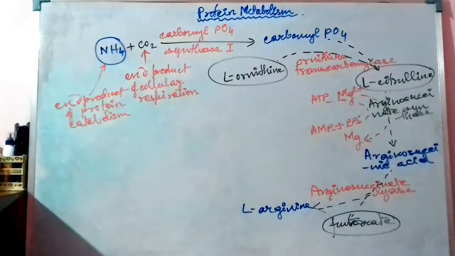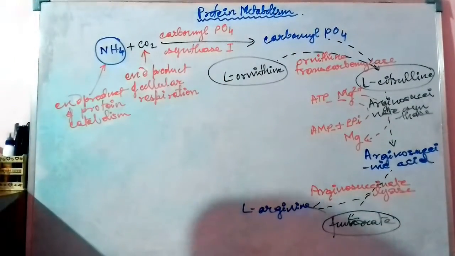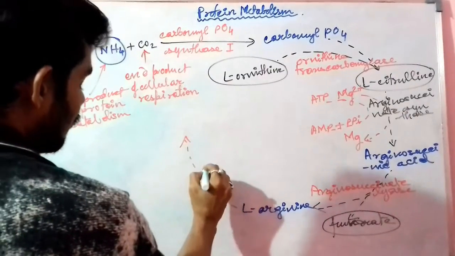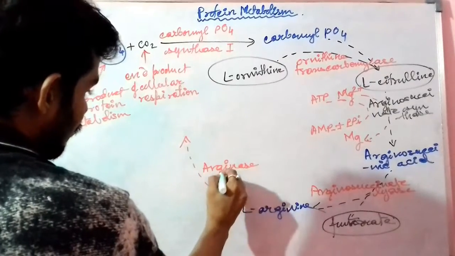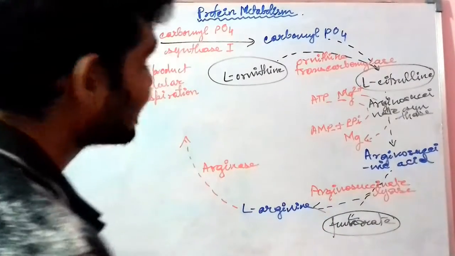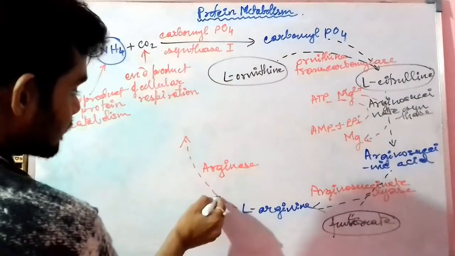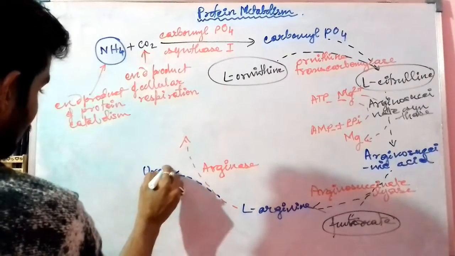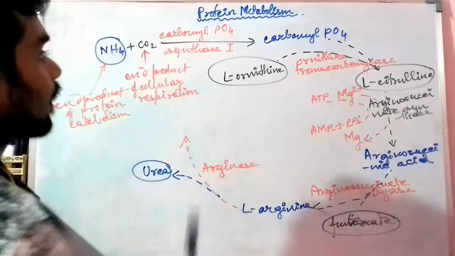Now this L-arginine, in the presence of another enzyme called arginase, gets broken down into two different products. One product is urea and another one is L-ornithine.